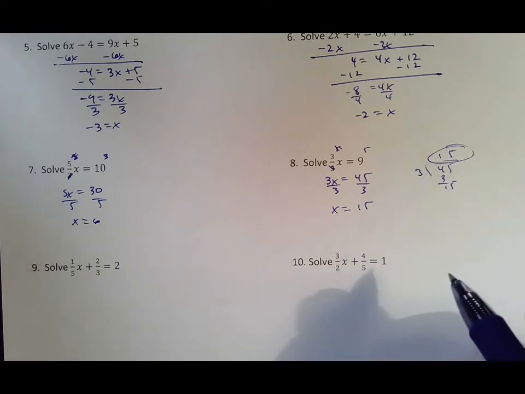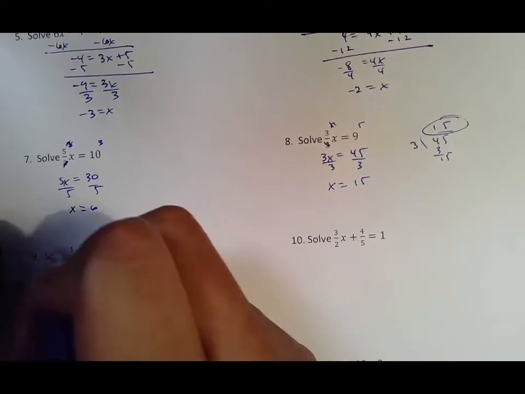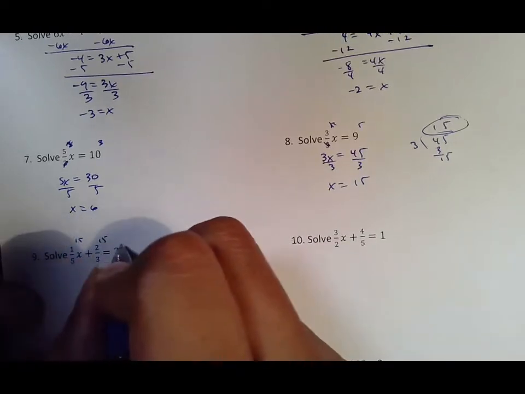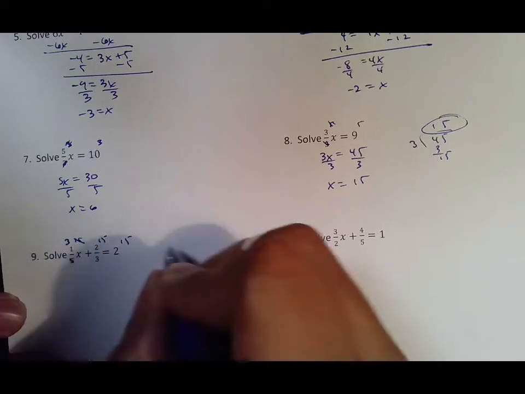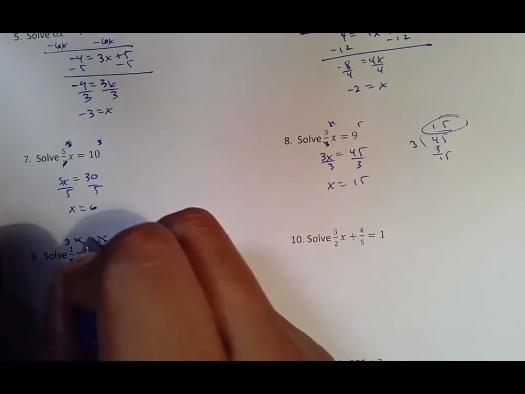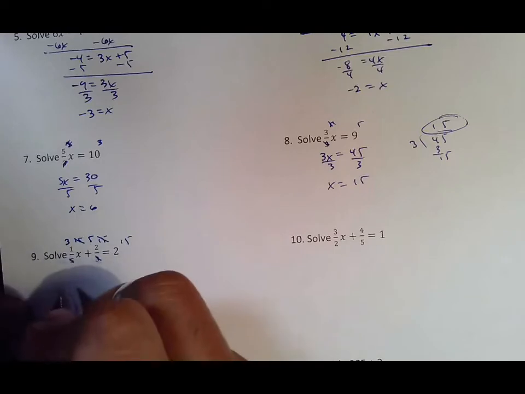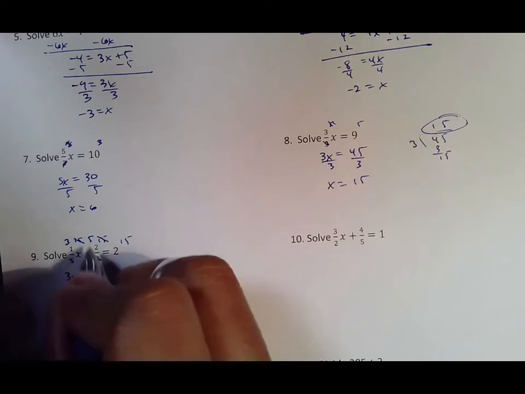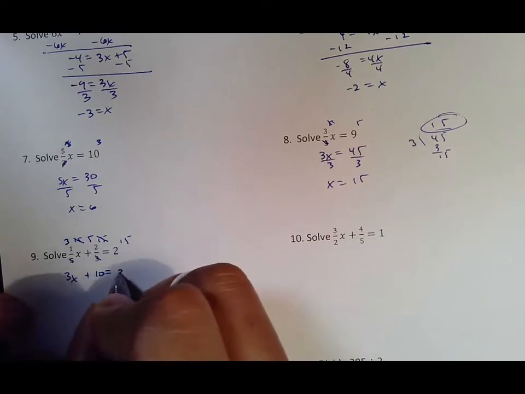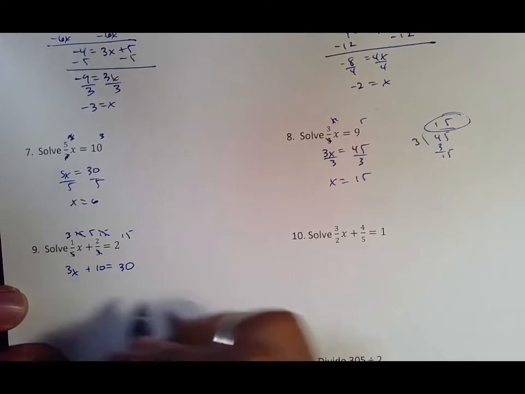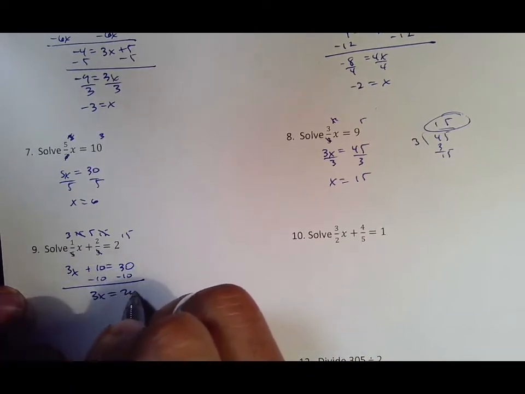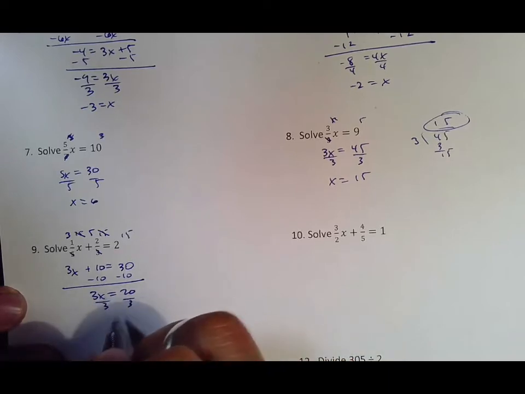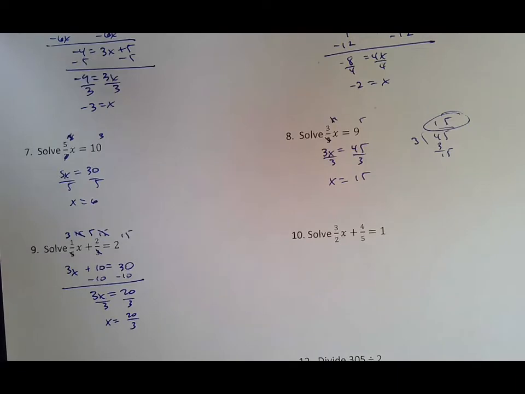But that's it. Don't forget that 5 and 3 both meet at 15, so we multiply by 15. 15 divided by 5 is 3. That's where that comes from. 15 divided by 3 is 5. That's where that comes from. 3 times 1 is 3x. 5 times 2 is 10. 15 times 2 is 30. Subtract your 10, subtract your 10. Divide by 3, divide by 3. And there we go.